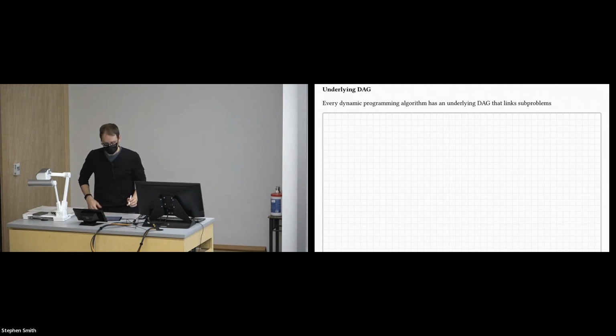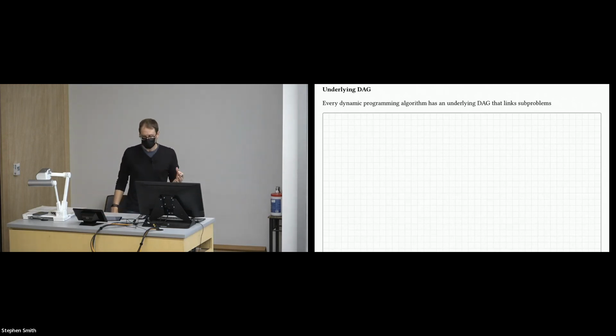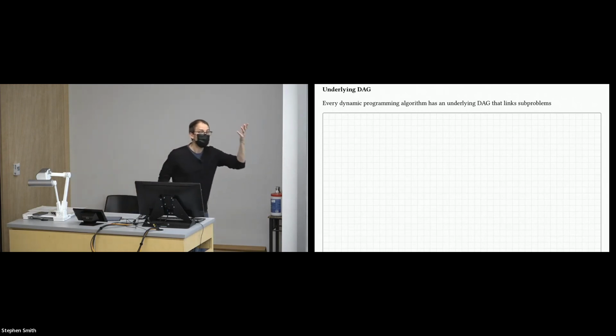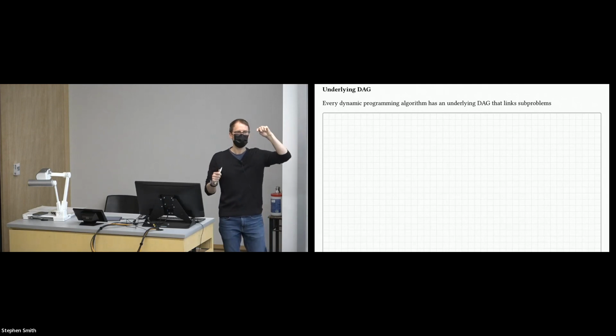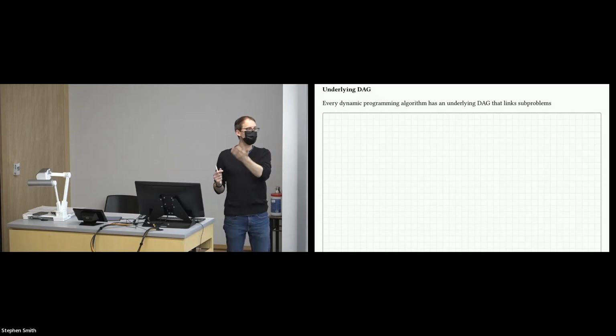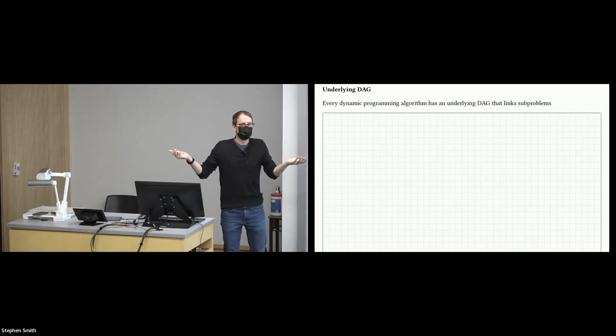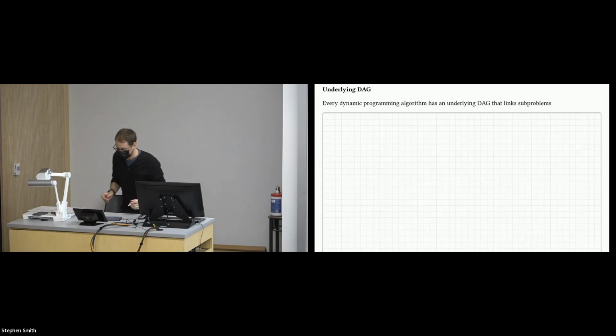But every dynamic programming algorithm has an underlying DAG, directed acyclic graph, that links the subproblems. You can think about it, right? It has to be acyclic, because if your subproblems were linked in a cycle, you would have no way to solve it, right? If to solve E[i,j] I needed E[i-1,j-1], and to solve E[i-1,j-1] I needed E[i,j], I can never make progress, right? So this construction looks like this.